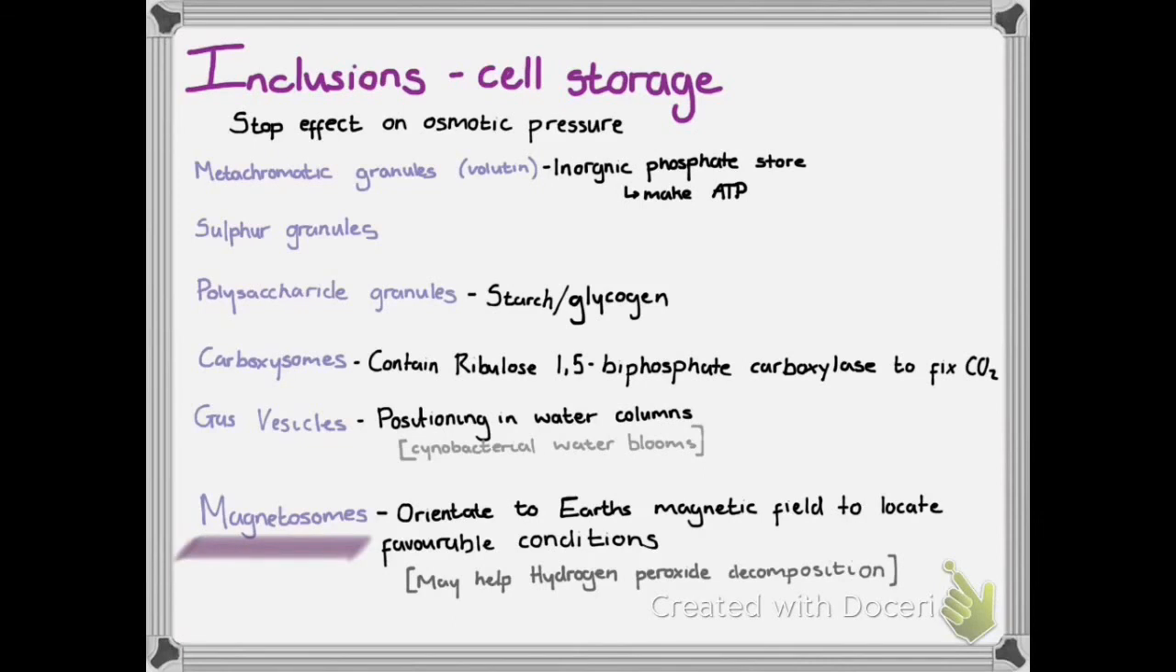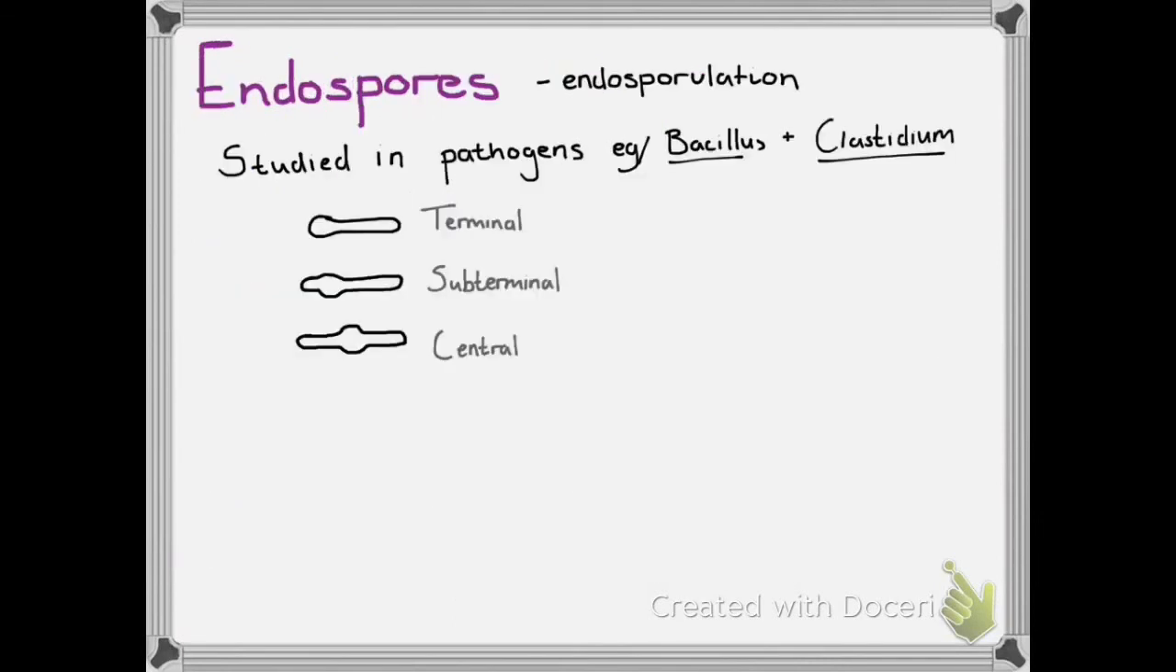And while we're talking about survival, to finish off, I'll talk about endospores, which uses another fantastic word, and they're formed through endosporulation. This is studied in pathogens such as Bacillus, and they can have different morphologies. So you've got terminal endospores, which happen at the end, subterminal, which are a bit before the end, and then central, which appear obviously at the centre.